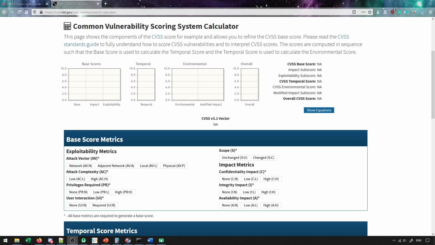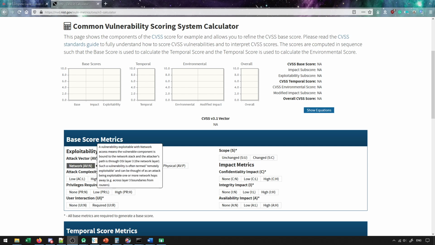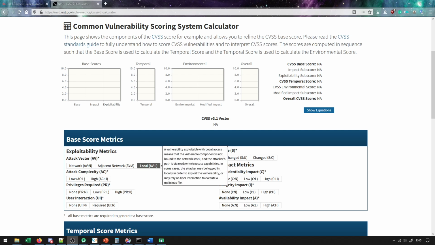Now, when we're taking a look at this, there are a few things that we want to consider. The first thing is the attack vector. How can an attacker manage to get this attack to execute successfully? Can they just send data over the network? Do they have to be on the same network as us? Do they have to be actually on the device locally, or do they have to have physical access to the device?